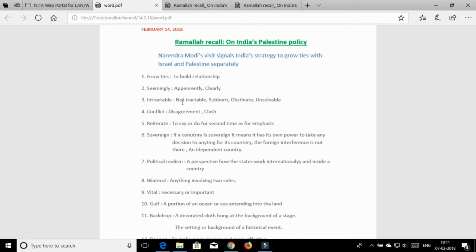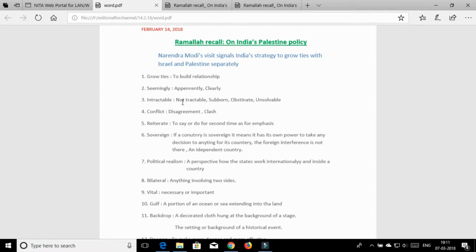Next word is conflict. Conflict means a disagreement, a clash. It is basically used for an argumental disagreement. If your idea is different from mine, it means there is a conflict between me and you. Next word is reiterate. Reiterate means to say or do for a second time, as for emphasis. If you reiterate something, you say it again in order to emphasize it, to put force on your saying.